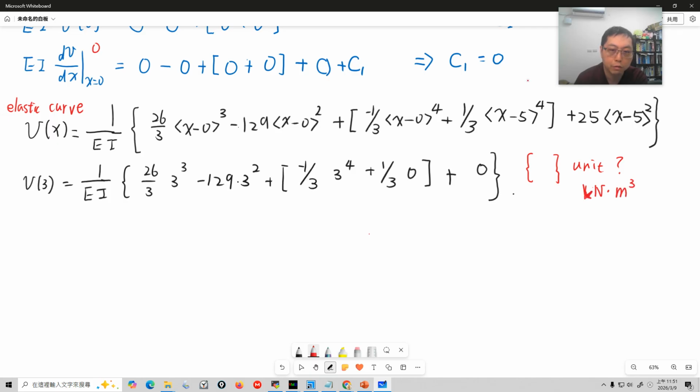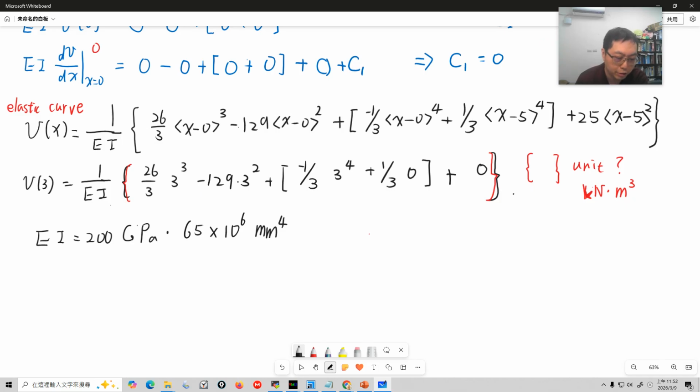Kilonewton times meter power 3, yeah, in this bracket. Okay, its unit is kilonewton times the meter power 3. And next thing, what is the unit for E times the moment of inertia? Okay, let's do the calculation. EI, we assume it's 200 gigapascal times 65 times 10 to the power 6 m power 4.